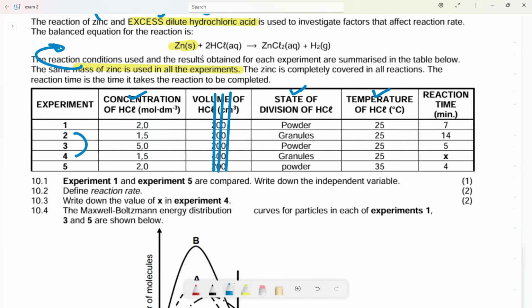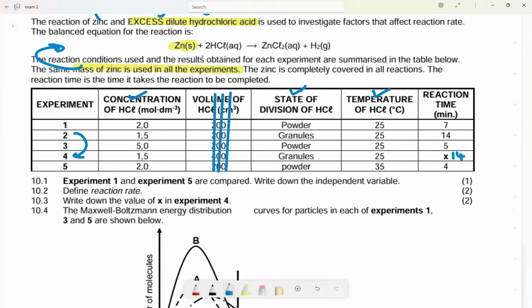Then let's look at 2 and 4. In 2 and 4, concentration is the same. State of division is the same. Temperature is the same. This is the same reaction. So it means the reaction time will be the same for this, because can you see everything is the same for both of them. So this is not a fair comparison either, because the conditions are the same. There's no independent factor.